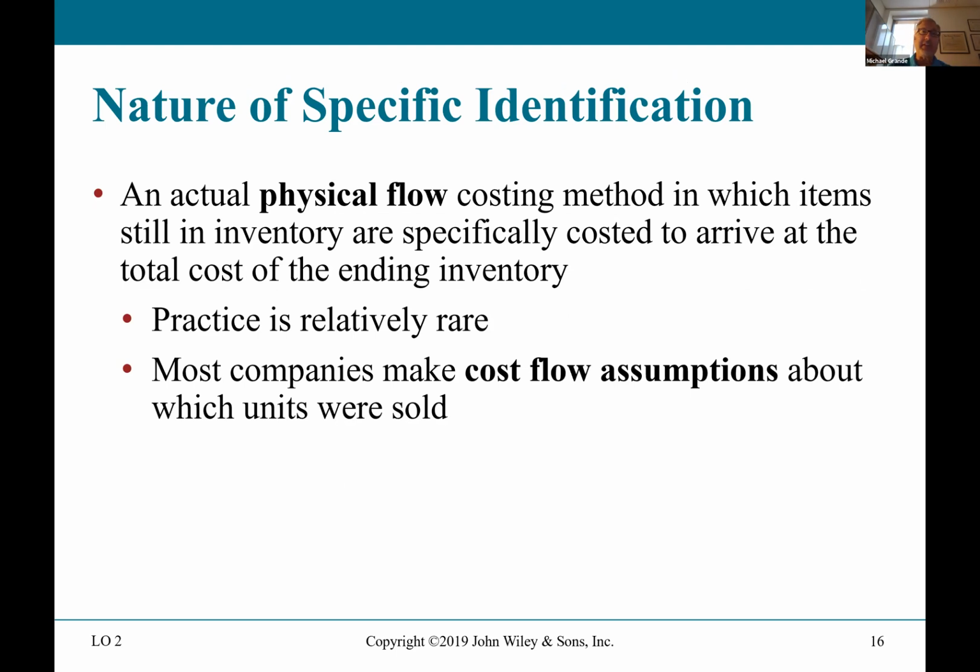Here's what specific identification looks like. An actual physical flow costing method in which items still in inventory are specifically costed to arrive at the total cost of the ending inventory. In practice, it's relatively rare. Most companies make an assumption. The only time specific identification works is with large valued items that don't move very often. Cars, boats, houses. Okay? Small items that have high volume, it doesn't work.